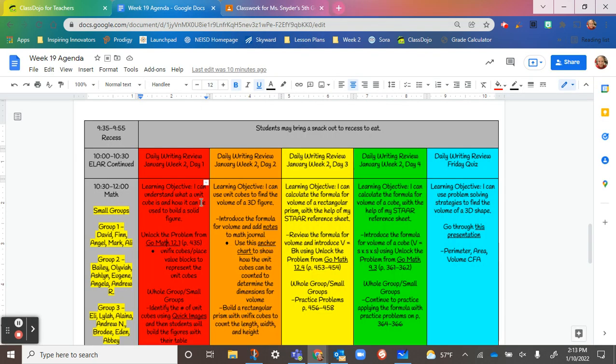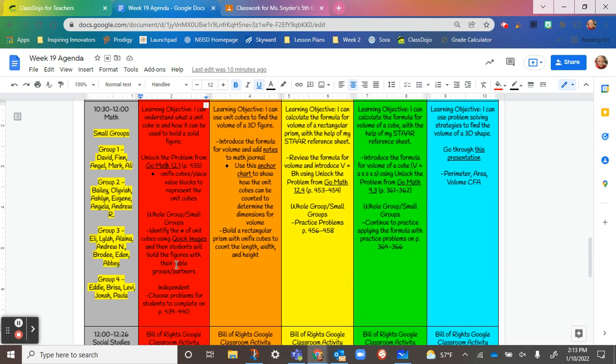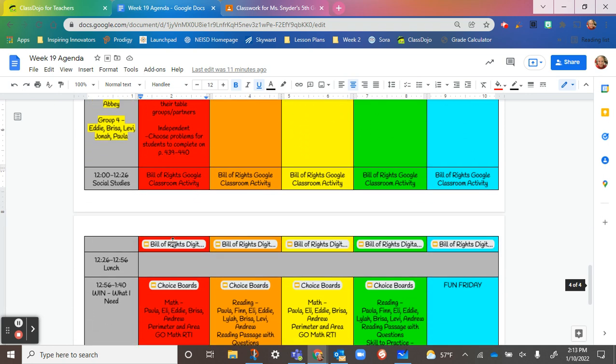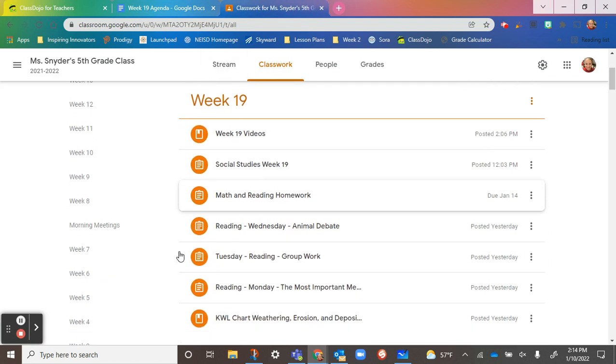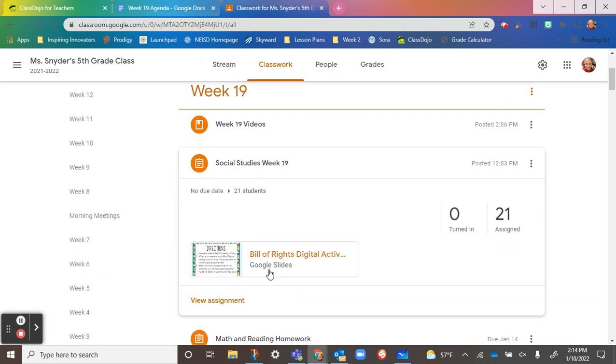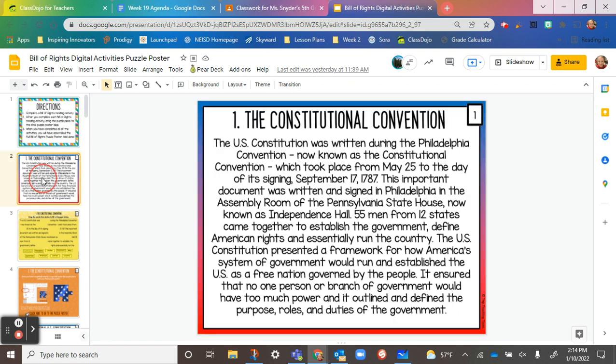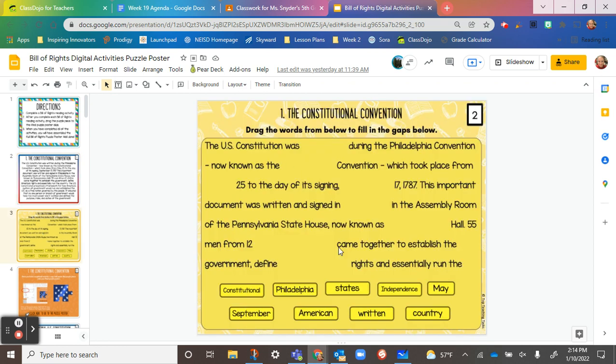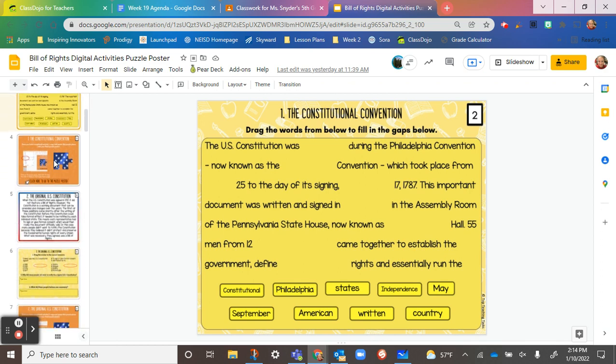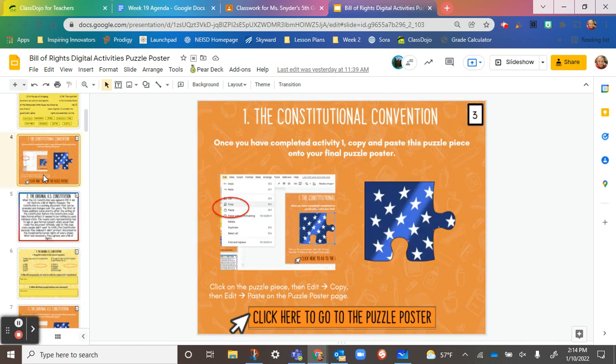Then we didn't get to this. And then in social studies, the Bill of Rights, this is on your Google Classroom. So if you go to Social Studies Week 19, we'll be working on this all week. We did the first 4 activities today. You read the passage here, and then there's a place where you move these into the correct spot. And then once you do one of the activities, you get a puzzle piece.